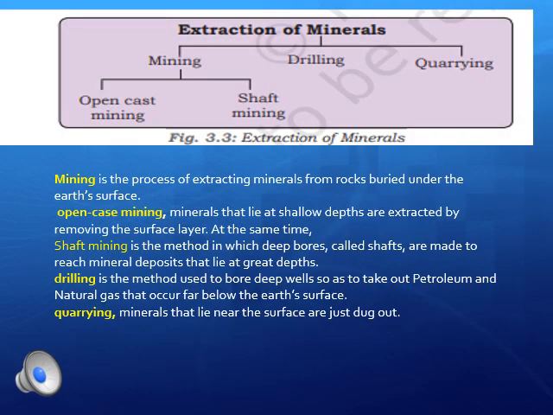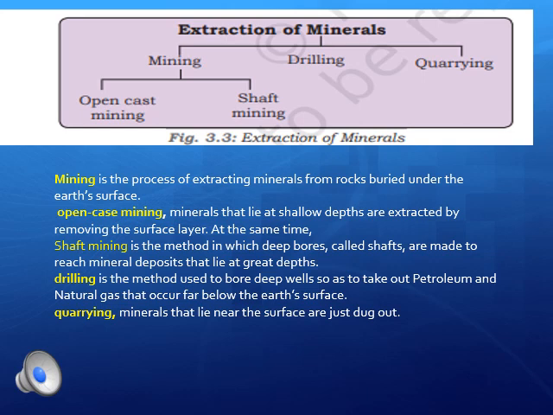Now let's see the different methods of extraction of the minerals. The first is mining. Mining is a process of taking out the minerals from the rocks that are buried under the earth's surface. It includes two methods of mining. The first is open cast mining and the second is shaft mining. Now what is open cast mining? Minerals are taken out from the shallow depth by removing the surface layer, which is called open cast mining.